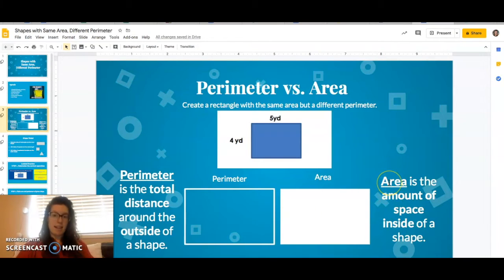Whereas area is the amount of space inside the shape. So where all this white shading is, right? So yesterday we said to ourselves, perimeter outside, area inside. That helps me to remember. A little song.